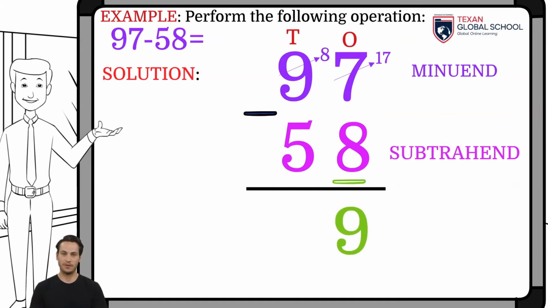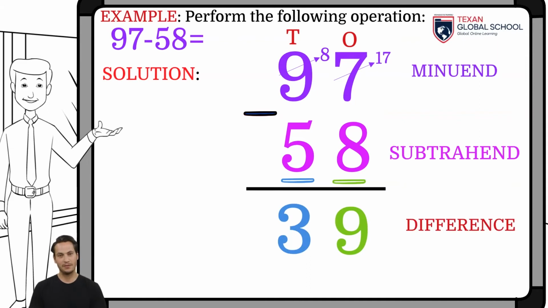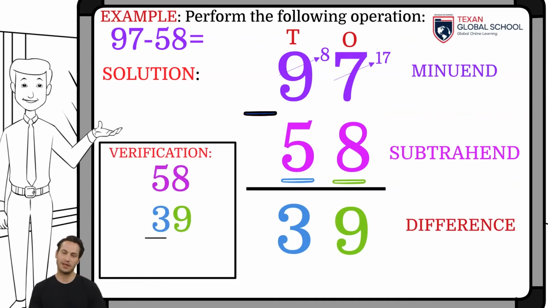Now, perform the operation of 17 minus 8, obtaining 9. And now, subtract 8 minus 5, which is 3. We can verify this operation by adding the subtrahend 58 with the difference 39. As we can see, we conclude that the result is correct since the result is the minuend 97.